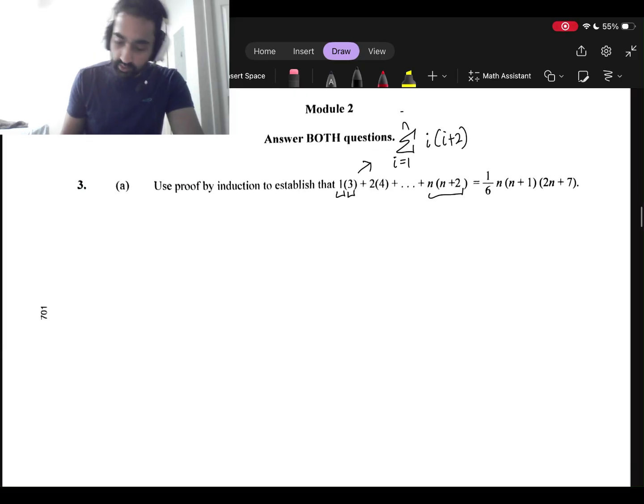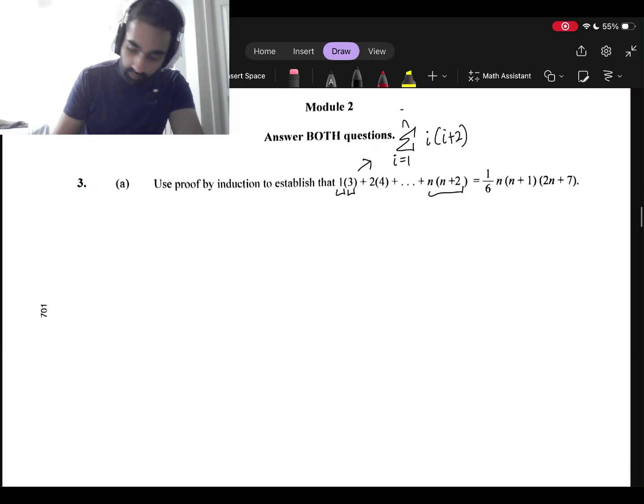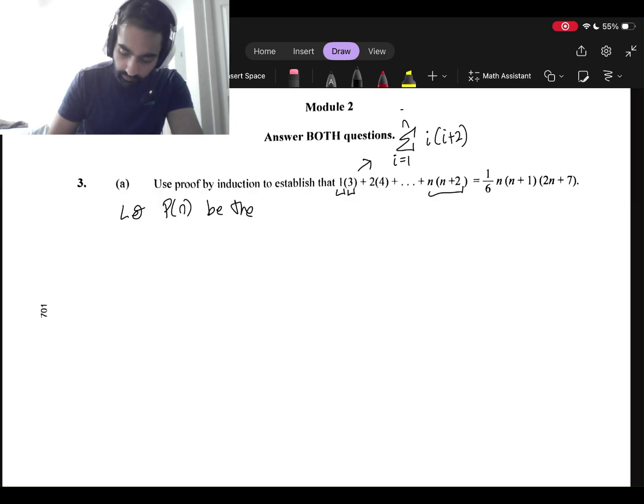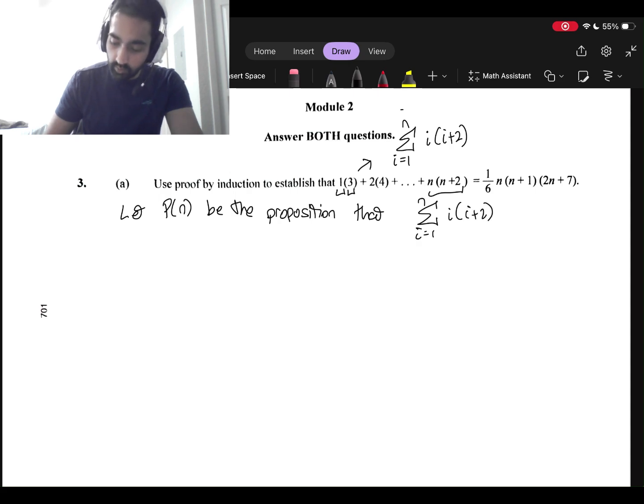Now let's do proof by induction. The first step is to define what you want to prove. So let P of n be the proposition that the summation i going from 1 to n of i times i plus 2 is equal to 1 over 6 times n plus 1 times 2n plus 7.